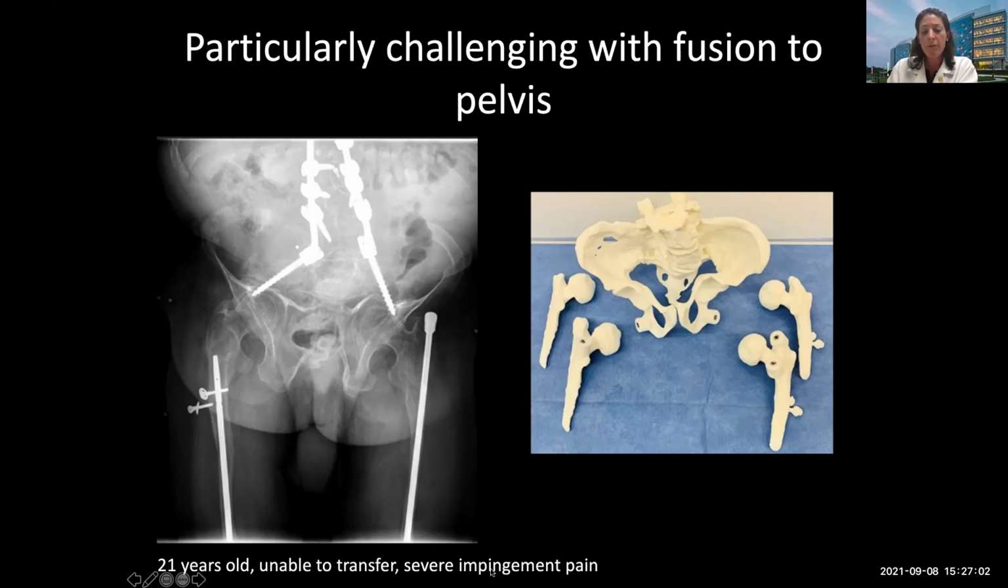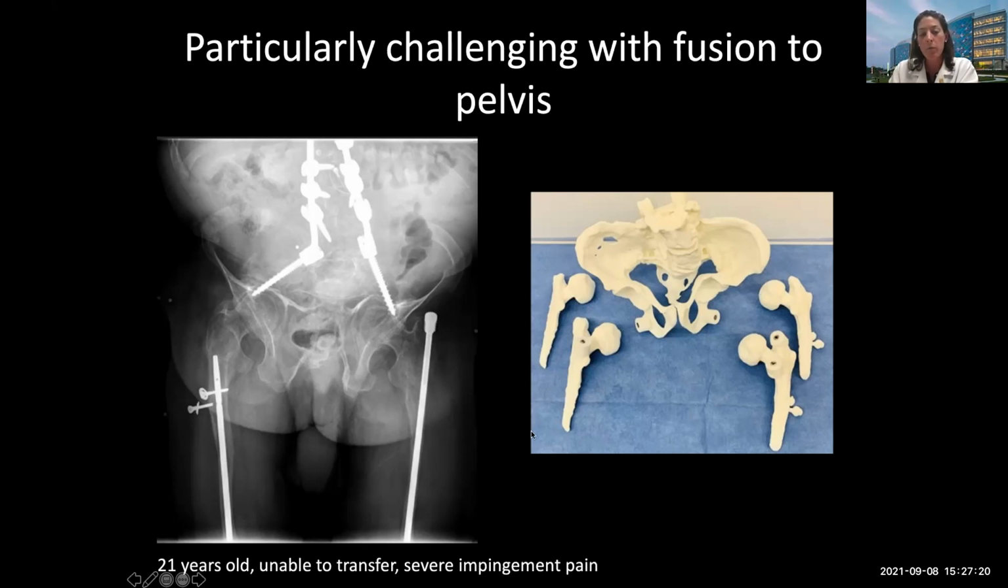This is a 21-year-old young man who has severe acetabular protrusio, does have a fusion to the pelvis, and presented to us with a few issues. One, an inability to transfer, and two, severe impingement pain from the top of the proximal femur here, literally banging into or abutting into the pelvis.